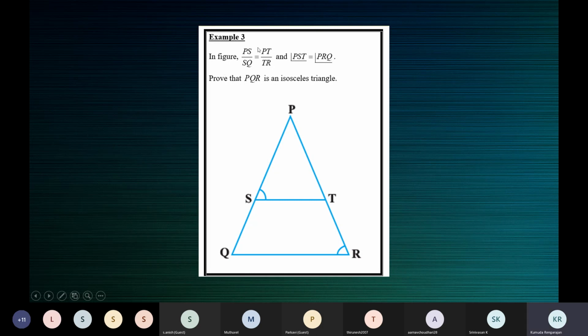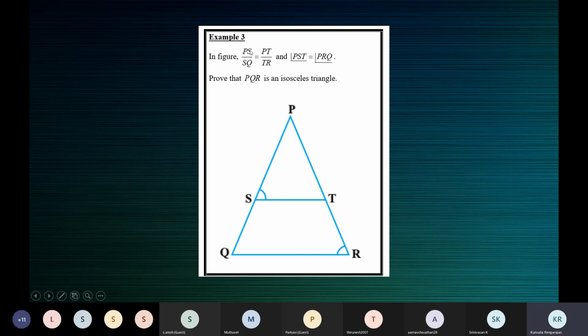Now these segments are on which side? PS and SQ are on the side PQ. So leave that side. PT and TR are segments on PR. Leave that. So this is the third side QR. So ST is parallel to the third side QR.